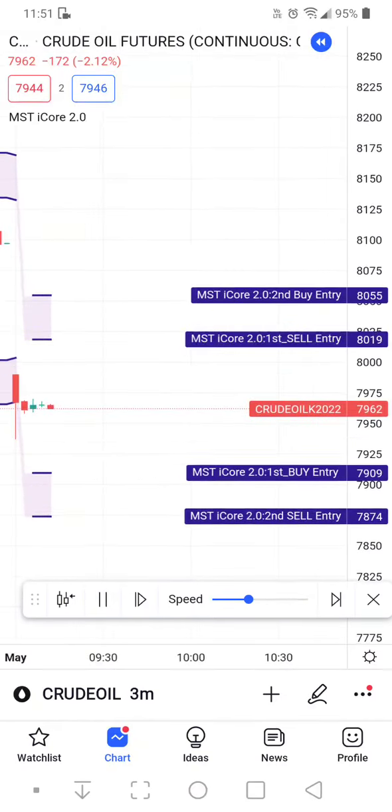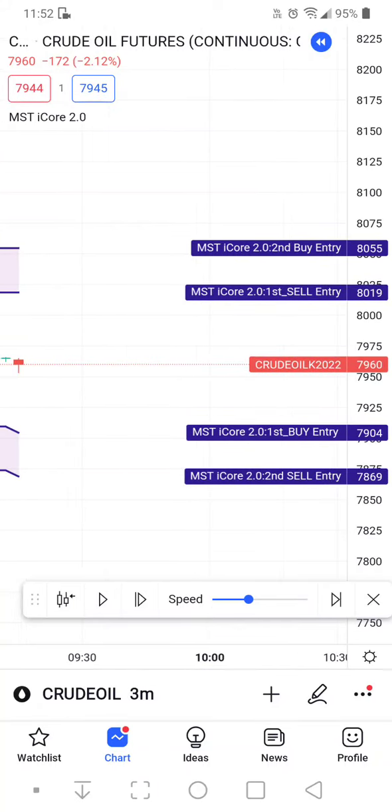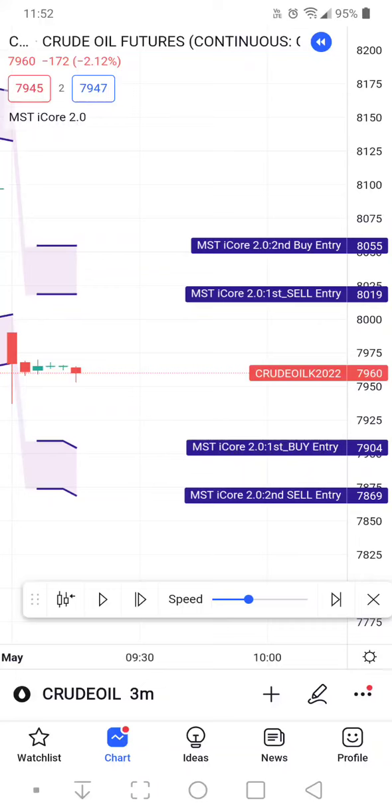That's all. Our lines are formed. See here, our lines are ready. If the market is coming down to 7904, we will be buying. If the market is going up first to 8019, we will be selling. So 7869 will be our stop loss for the buy entry and 8055 will be the stop loss for the sell entry. So now let me run the market.